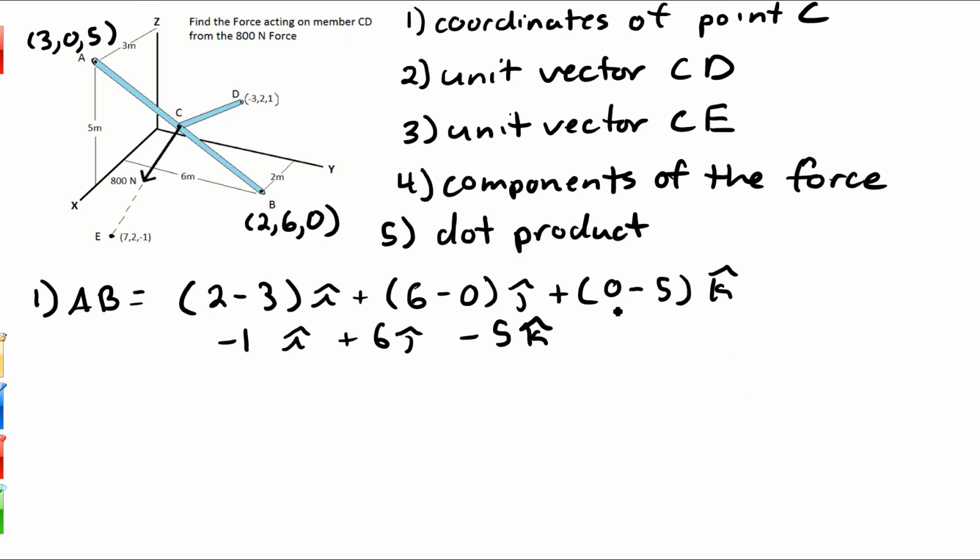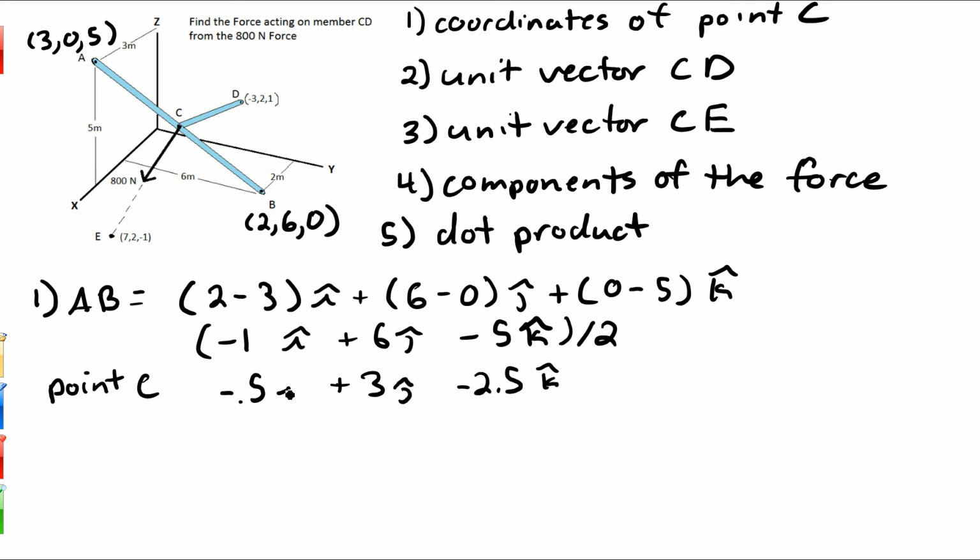But we're after point C, and point C is just going to be half of this because it's in the middle of this member AB. So we're going to take AB and divide it by 2. We end up with -0.5 in the I, +3 in the J, and -2.5 in the K. Now keep in mind that this is relative to AB.